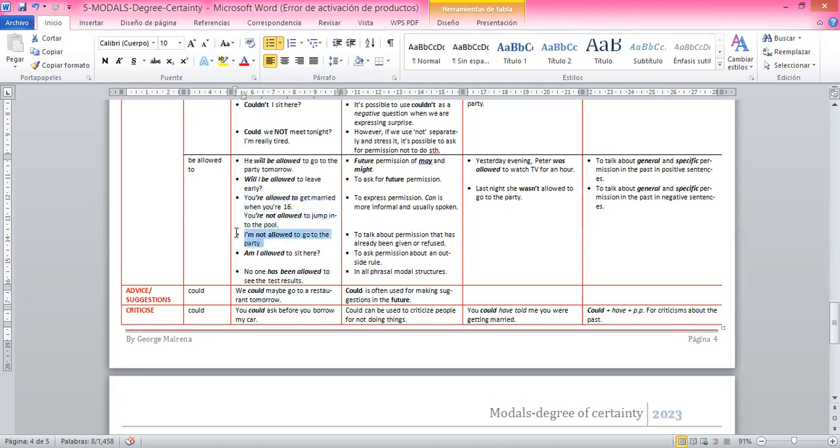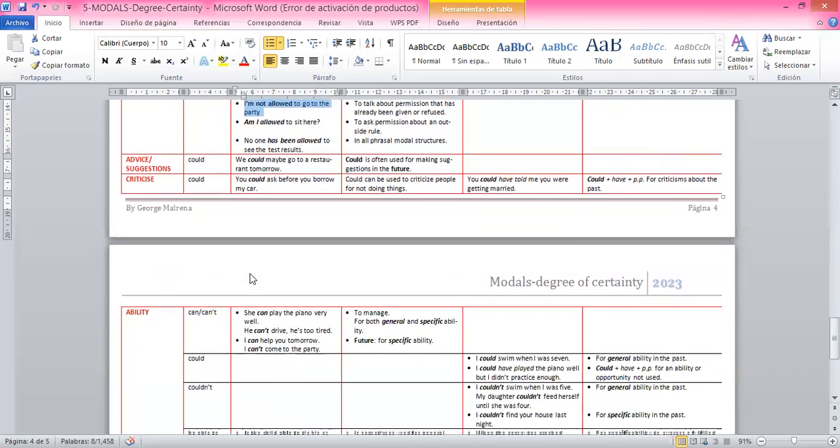Let's see this. I'm not allowed to go to the party. You're talking about permission that has already been given or refused. When I say refused, it is something that you can't do, you are not allowed to do, right? Let's see another one.